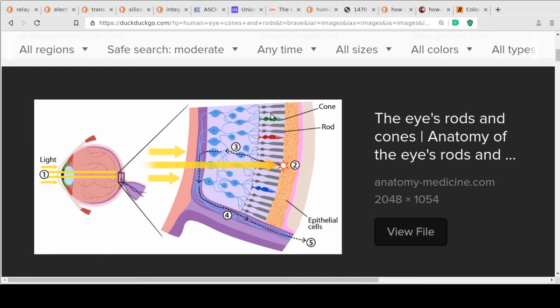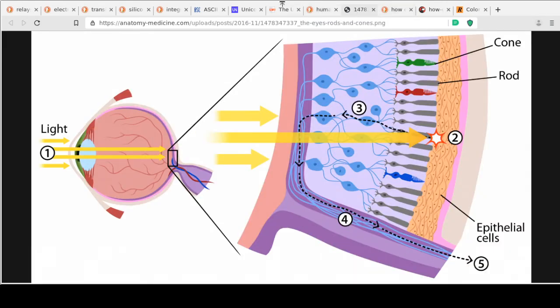So the green cones can see about 200 different levels of green. The red cones can see about 200 different levels of red, and the blue cones can see about 200 different levels of blue. And so you need 8 bits for your green, another 8 bits for your red, and another 8 bits for your blue, for a total of 24 bits to see all humanly visible color. So there's the human eye, and actually there's the picture already expanded.